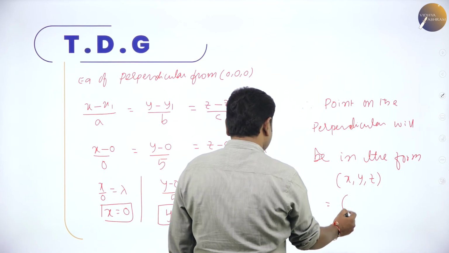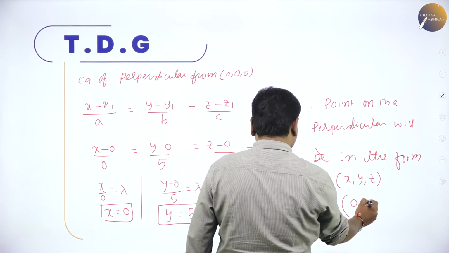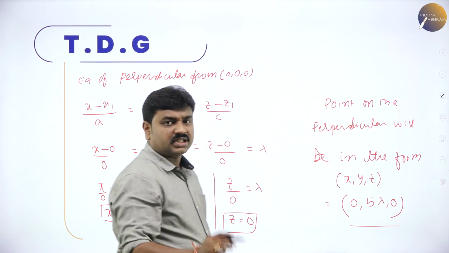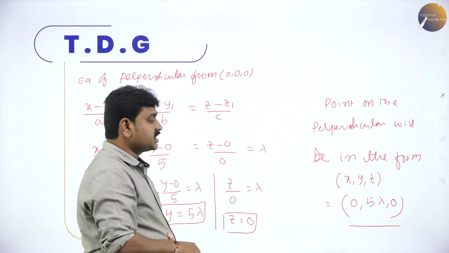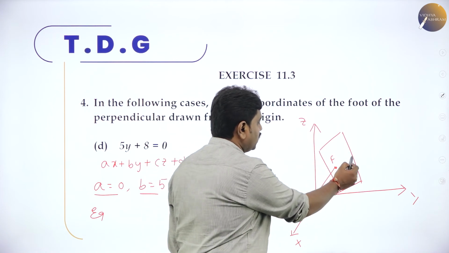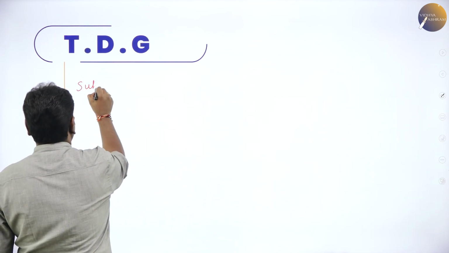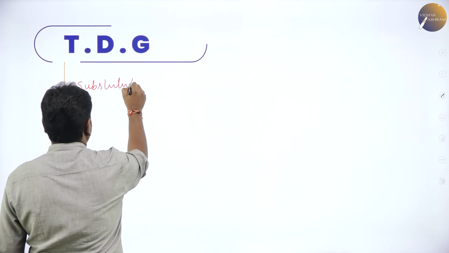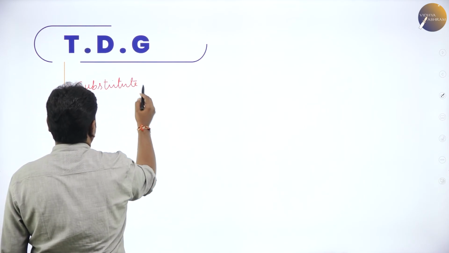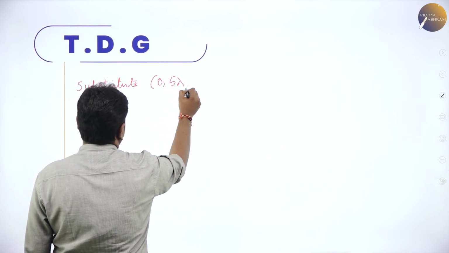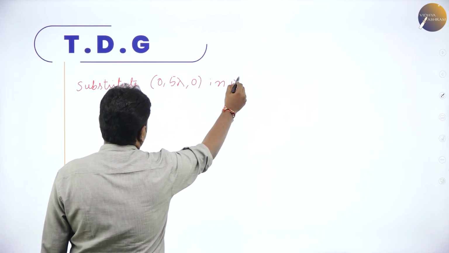What is the x value? 0. What is the y value? 5 lambda. What is the z value? 0. This is a point, and if it is the foot, it lies on the plane. So that is a point on the plane. So substitute 0, 5 lambda, 0 in the plane equation.